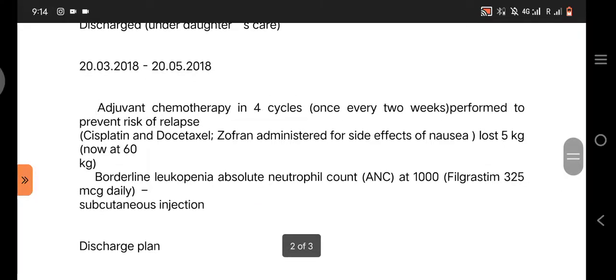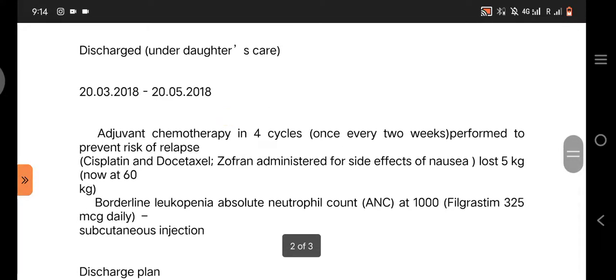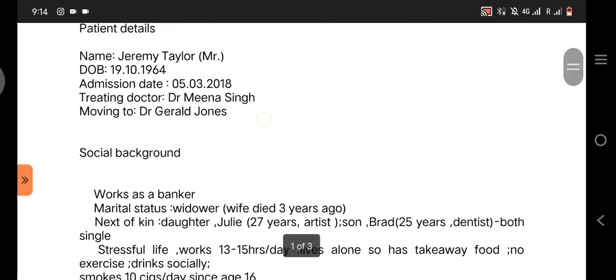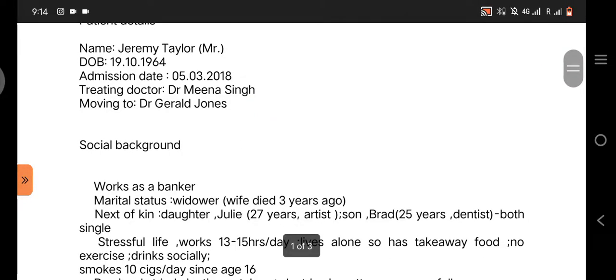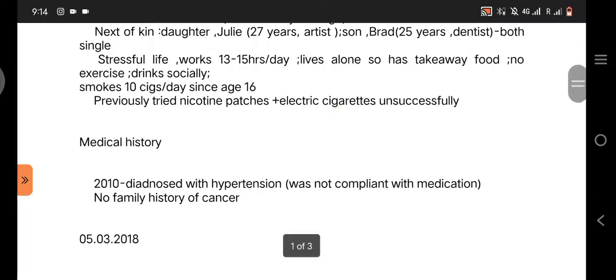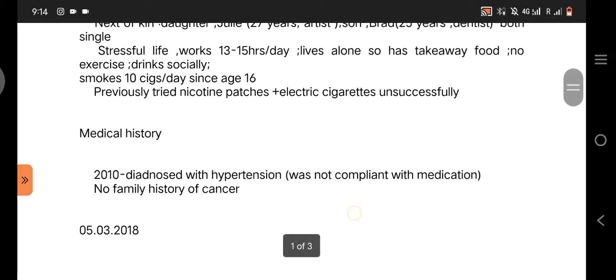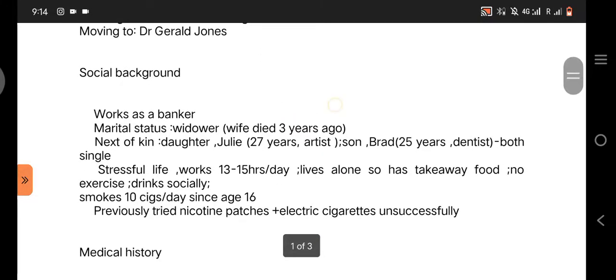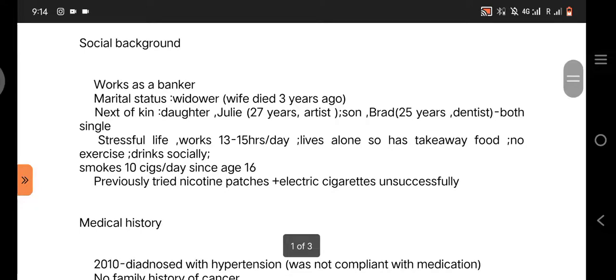Okay, so you can write the date as 25 2018 here, because that was the last visit or the last treatment which he got from our care. Okay, so let's see now the past medical and social history. This patient works as a banker. He is a widower, and he has a daughter.